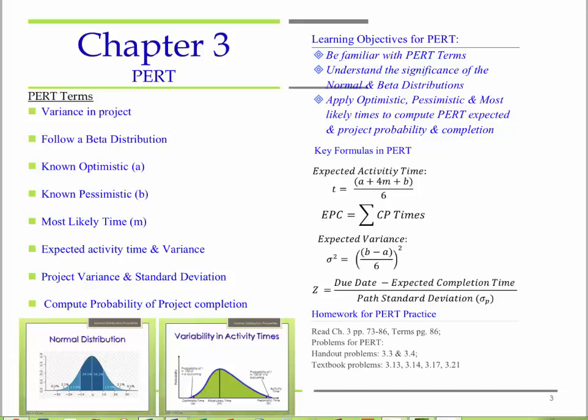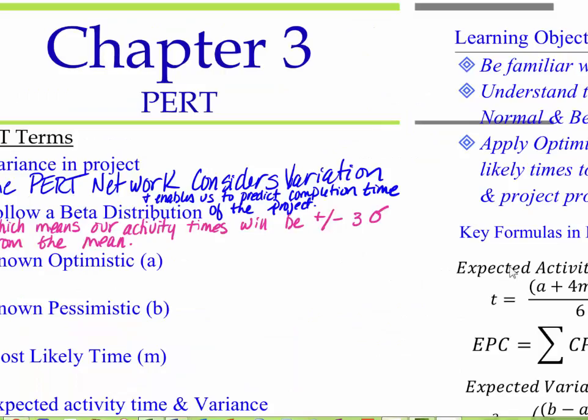So let's just make a couple of notes here on what might be important. So you can see here I put some notes that the PERT terms that we need to be aware of, and basically why do we care about this, that the PERT network considers variation and enables us to predict the completion time of a project. And then we also know that with the PERT diagram, it follows a beta distribution, which means that our activity times will be plus or minus 3 standard deviations from the mean.